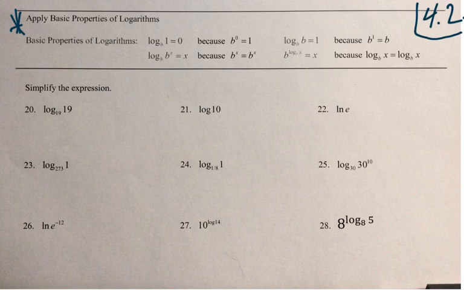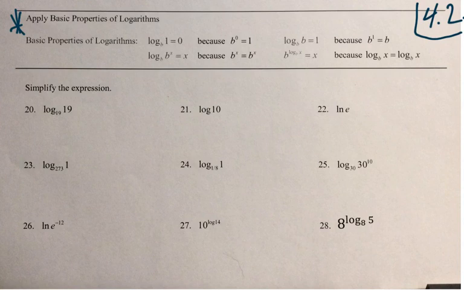Okay, so log base b of 1 equals 0 is a basic property because b to the 0 always equals 1. So every number to the 0th power equals 1. Log base b of b is going to be equal to 1 because any number to the first power is equal to itself.